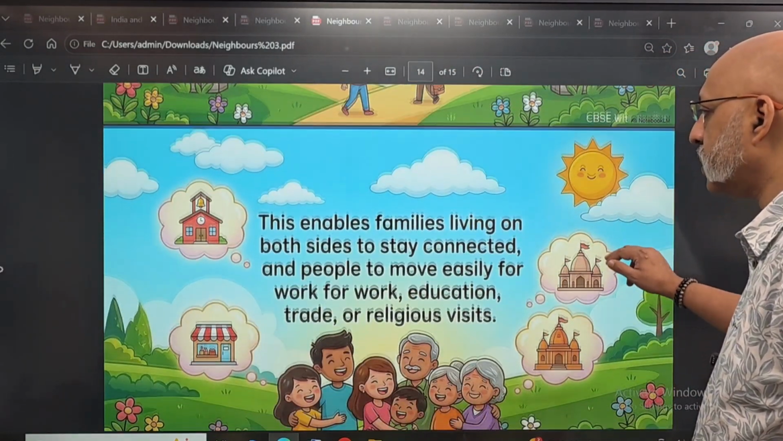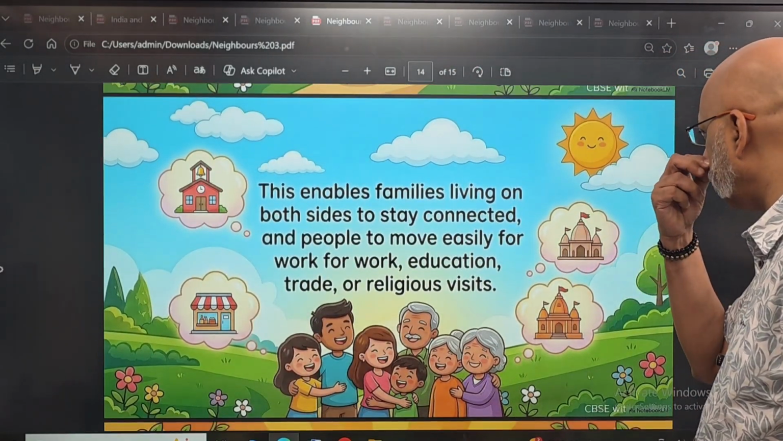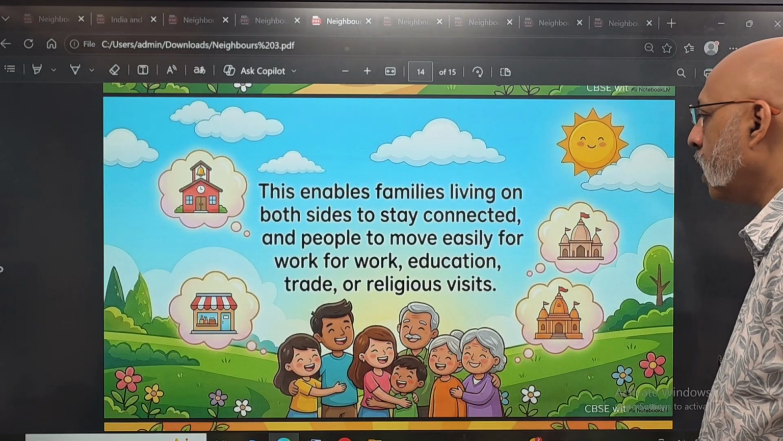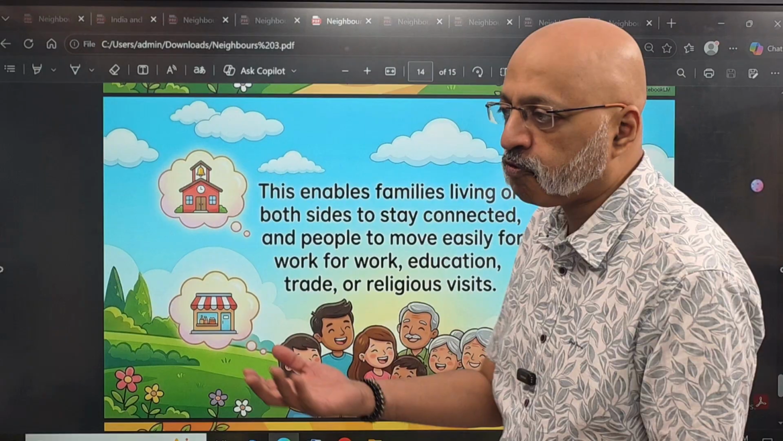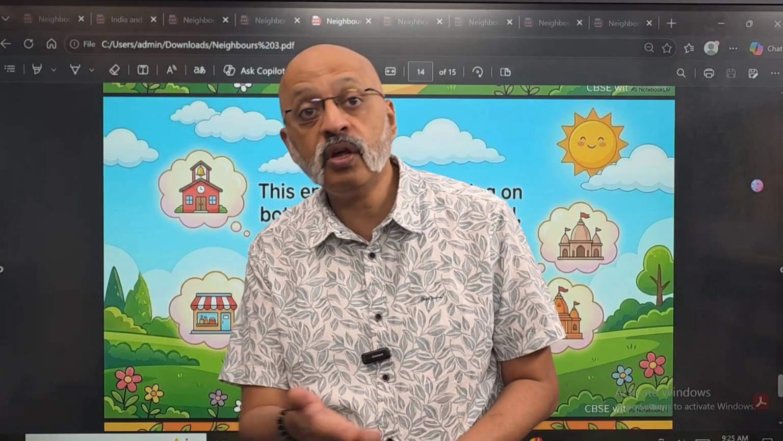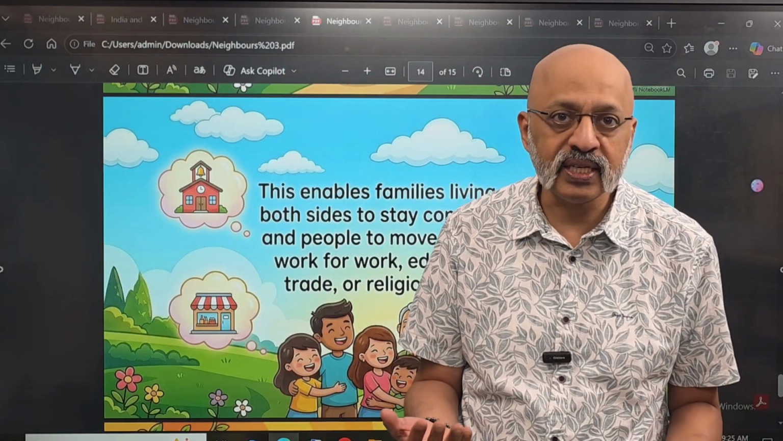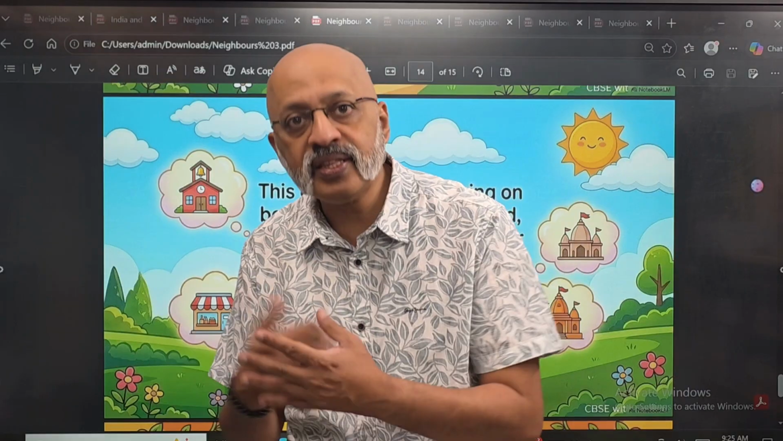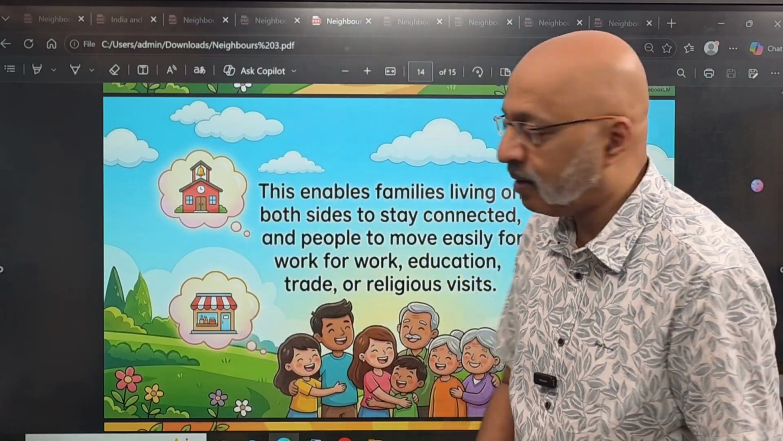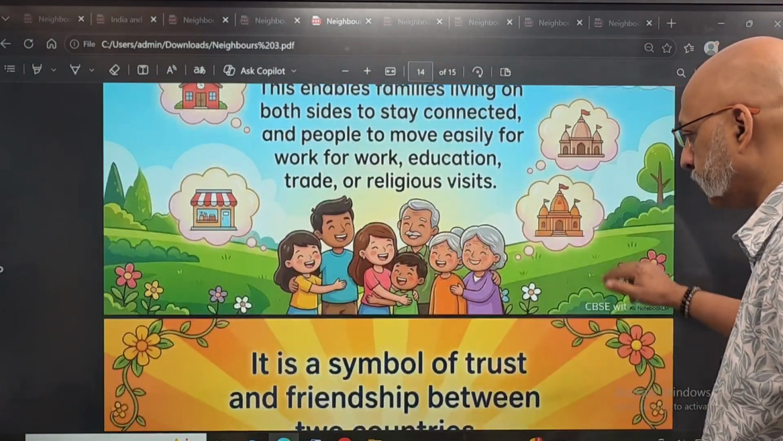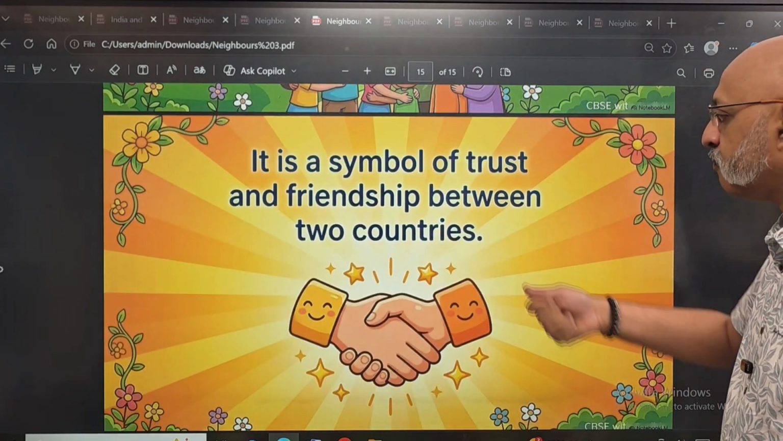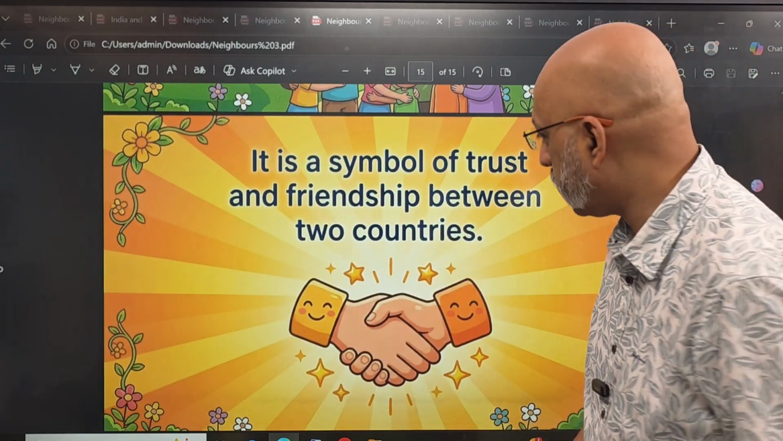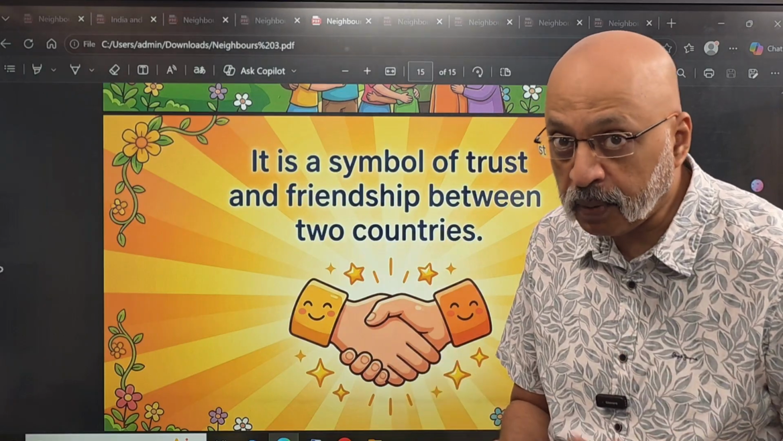This enables families living on both sides to stay connected and people to move easily for work, education, trade, or religious visits. So you have a lot of people from Nepal who actually work in different cities in India, right? Because obviously there isn't that much employment available in Nepal. It's a symbol of trust. The open border is a symbol of trust and friendship between the two countries. Okay, I hope till Nepal now it's clear.